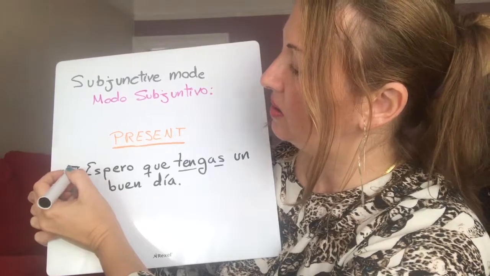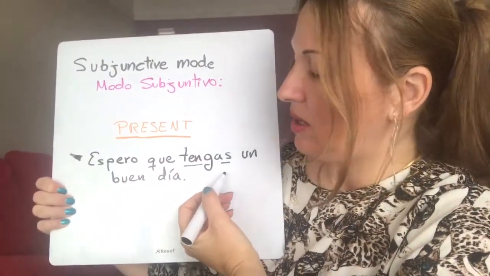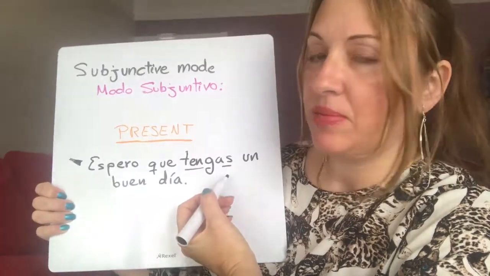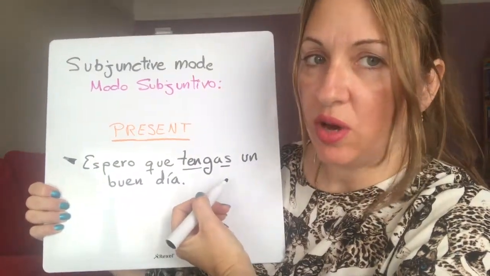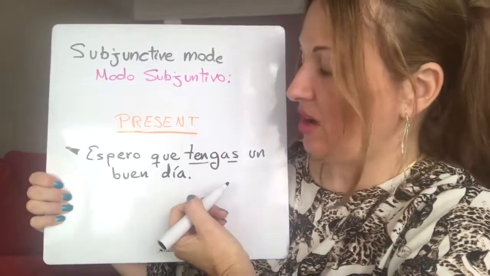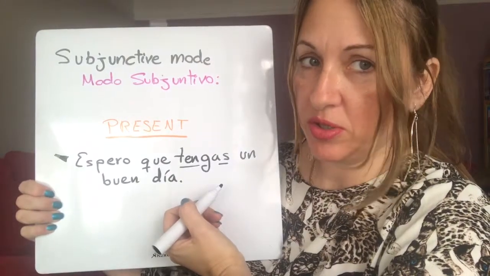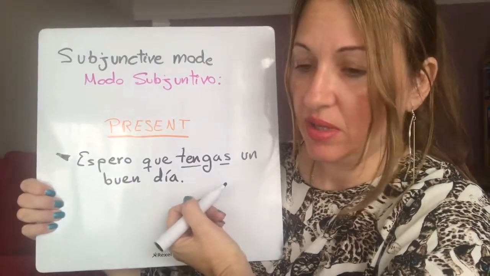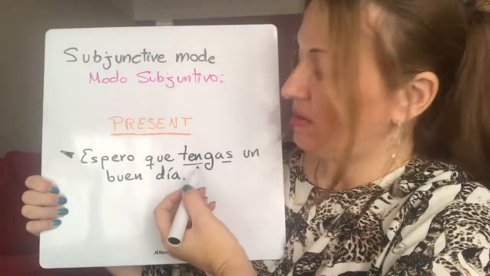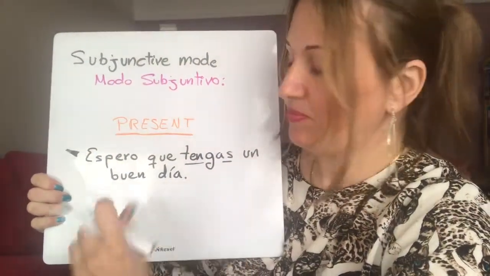Here, I'm using "tengas." I'm using this tense because I'm wishing that you have a good day. You might have a good day, you might not, but I'm wishing that you have one. So because this is not a definite thing that will happen, I am using the subjunctive, the present subjunctive.